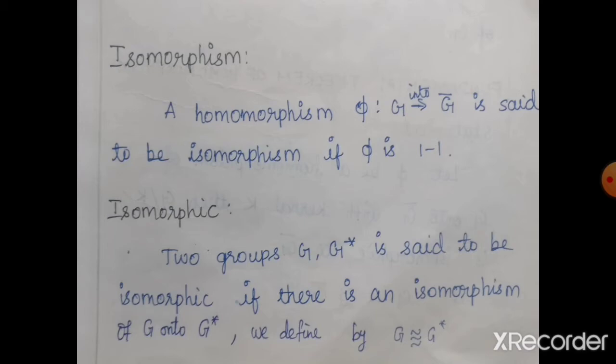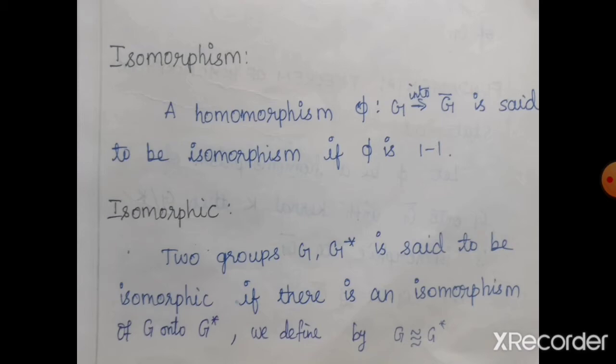is 1 to 1. Here isomorphism means that it should be a homomorphism. That homomorphism mapping phi from G into G bar is said to be an isomorphism means phi is 1 to 1. 1 to 1 means, for the function phi from G to G bar, we have to take elements from G. Suppose you take two elements a, b belonging to G, with f of a equal to f of b. That implies a is equal to b. That means phi is 1 to 1.